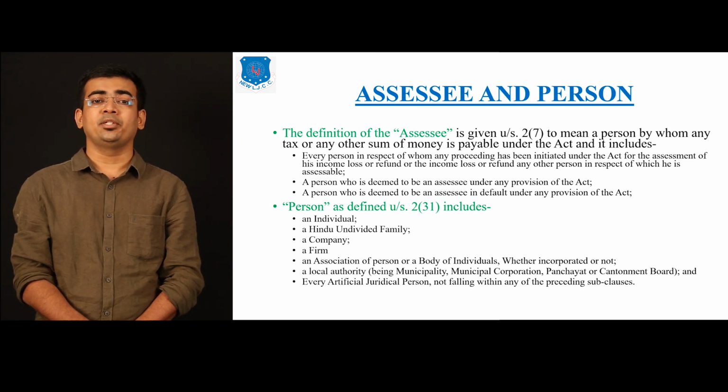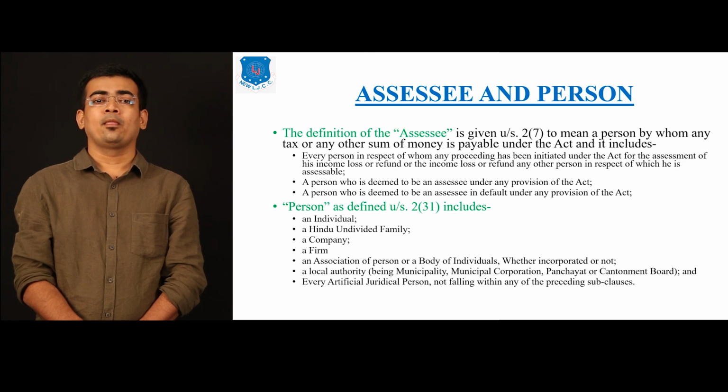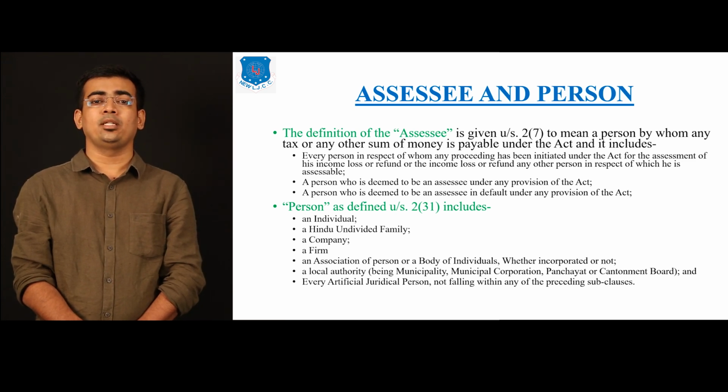Now, what is person? Person as defined under Section 2, subsection 31 includes an individual, a Hindu undivided family, that is HUF, a company, a firm, an association of persons or a body of individuals, whether incorporated or not, that means registered or not, a local authority being a municipality, municipal corporation, panchayat or cantonment board, and every artificial juridical person not falling within any of the preceding subclauses.